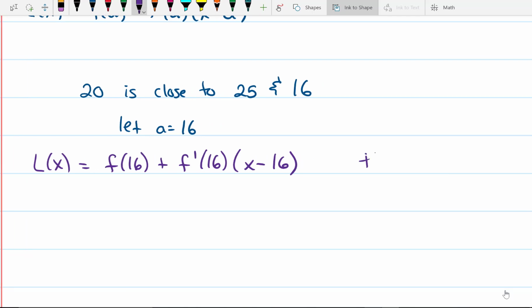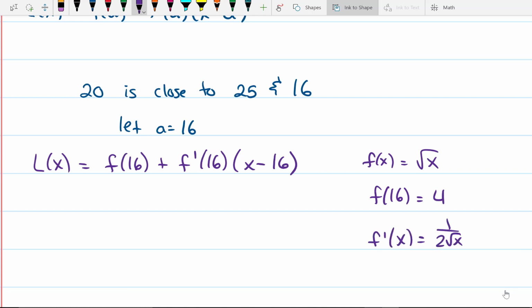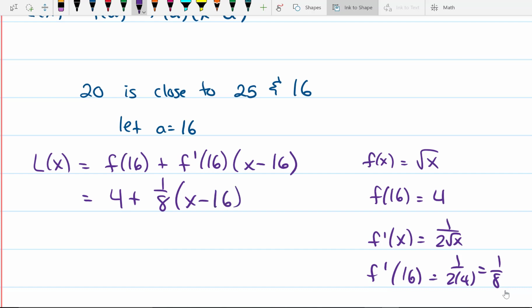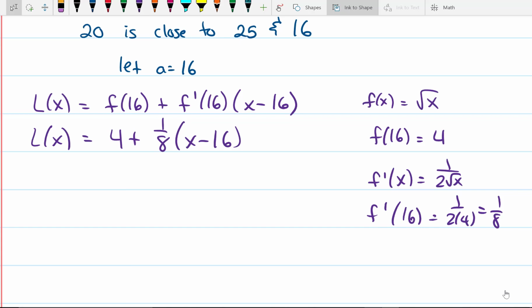So f of x is equal to the square root of x, so f of 16 is equal to 4. f prime of x is 1 over 2 square root of x, so f prime of 16 is 1 over 2 times 4, which is 1 over 8. So we get 4 plus 1/8 times x minus 16. This is the general formula for the linear approximation near the point x equals 20.